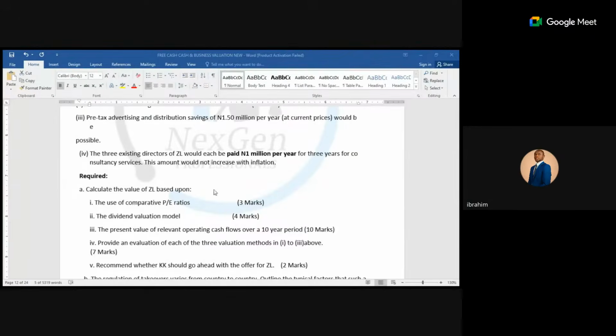Honestly, I am not looking at it in that perspective. I'm looking at it in another perspective. If we have 3 directors, you said we pay them each 1 million, and they said it's for 3 years. They are not saying that you will pay them each for 3 years. So we don't need to say this is 3 directors multiplied by 1. If you say multiply by 1, that one is per year.